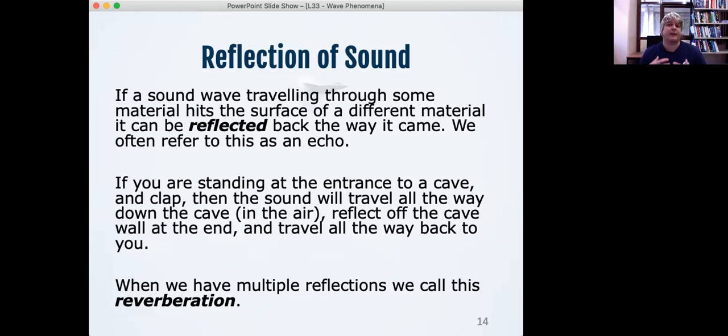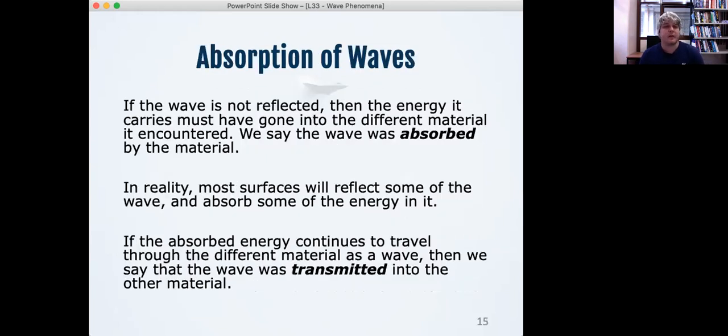When we have multiple reflections, we call this reverberation. So if you have a room that's very reflective and you make a noise and it travels over, bounces off that wall, but then it travels over and bounces off that wall and then back and bounces off that one, and it just keeps doing that off all the different surfaces in the room, and you get lots of these echoes all going on at once, that's called reverberation. And we'll come back to that in the next part of this lecture.